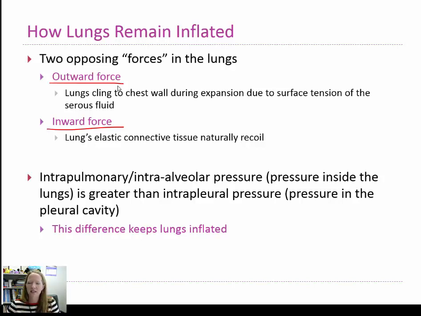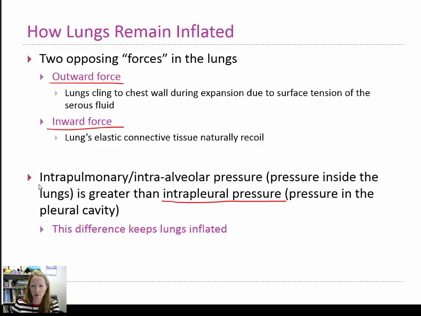And that's really good because you have this outward force and you have this pressure in the pleural cavity called intrapleural pressure. And the fact that it is going to be less than the pressure inside of the lungs, that's what keeps the lungs inflated, is the difference between these two pressures. And so it's not a whole lot. It's only about 4 millimeters of mercury, but still it's enough to keep the lungs inflated.